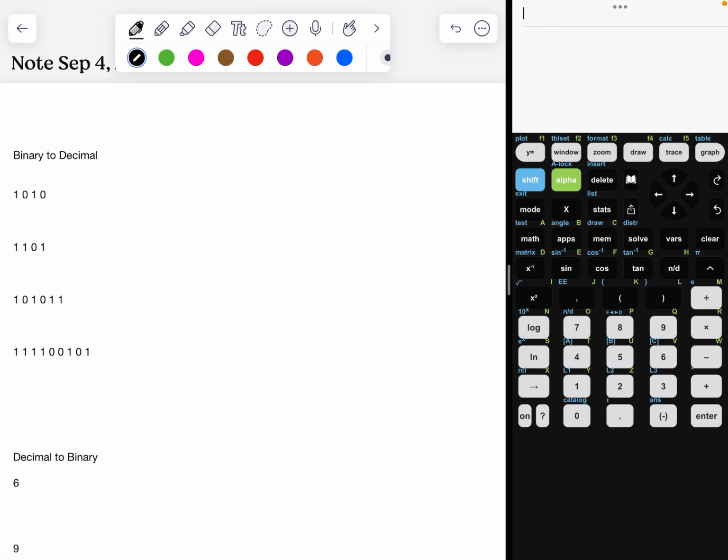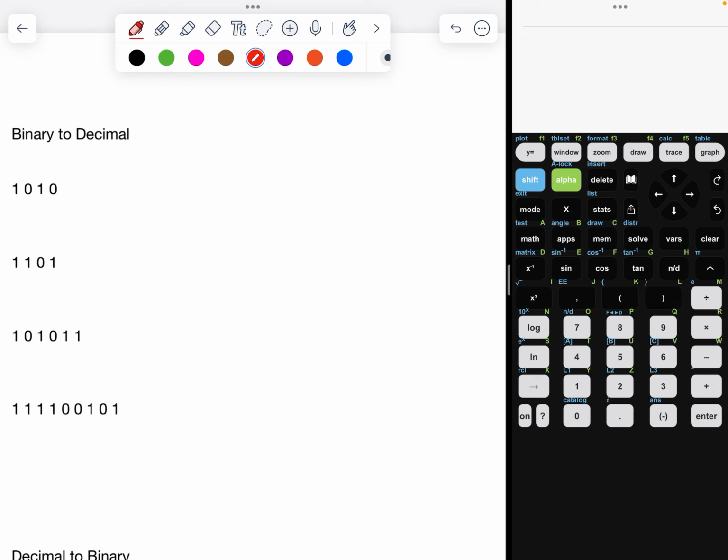I'm just recording a quick video to talk about how to convert numbers between binary and decimal number systems. So we're going to start going from binary to decimal, and then we're going to practice going back from decimal to binary. So the big thing we got to understand is that every number in the binary system represents a place that is a power of 2.